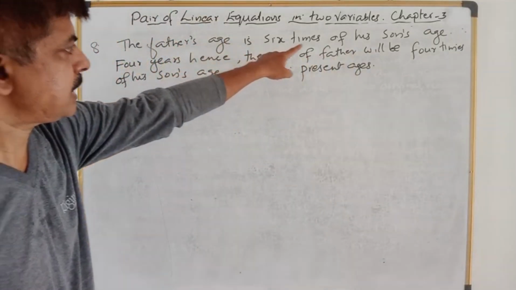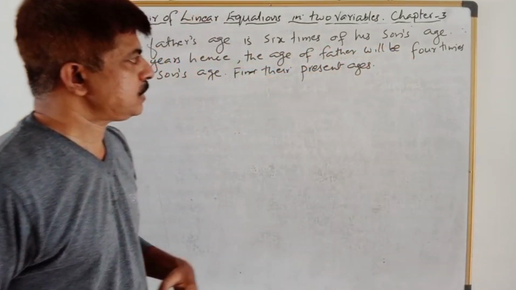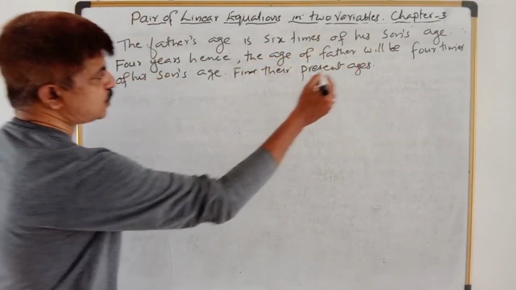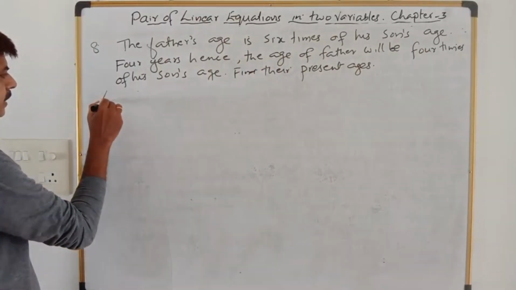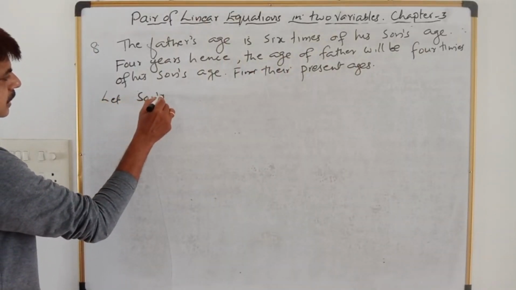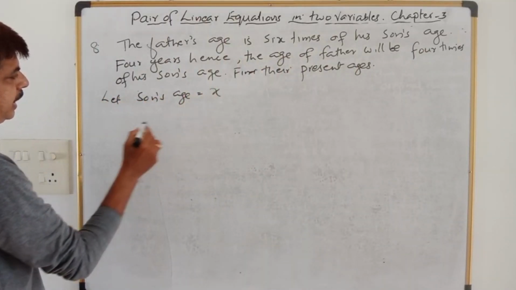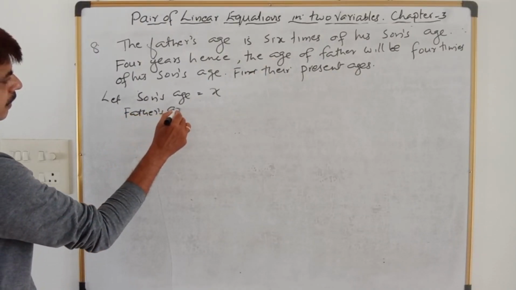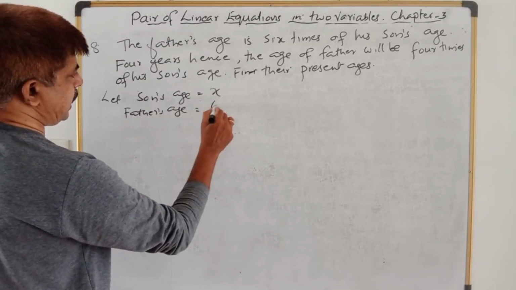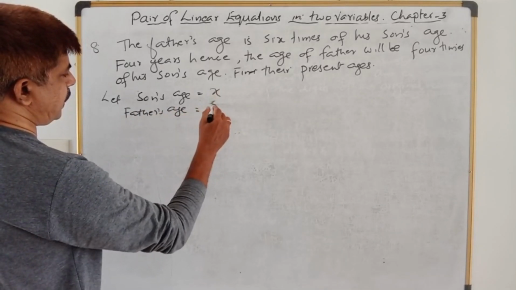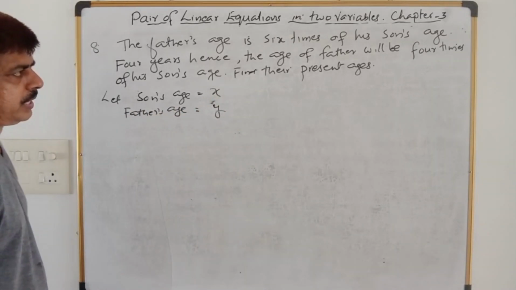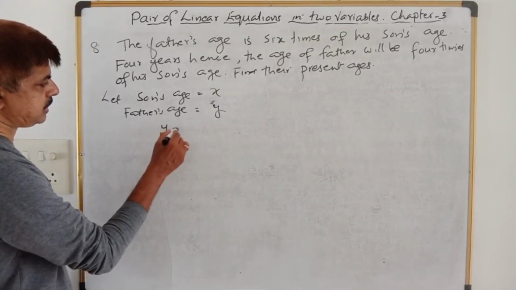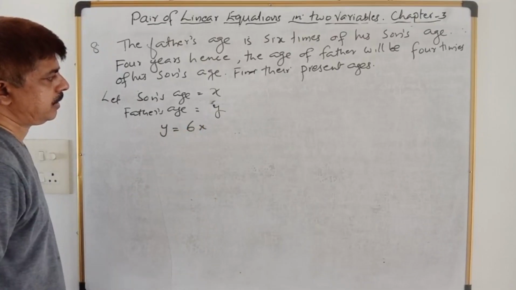Now let us look. The father's age is 6 times his son's age. Let us solve using two variables. Father's age is 6 times son's age. So let us assume the son's age is x. The father's age can be taken as y. First we have to take it like that: son's age x, father's age y. So this is the greater value. So father's age is 6 times son's age.